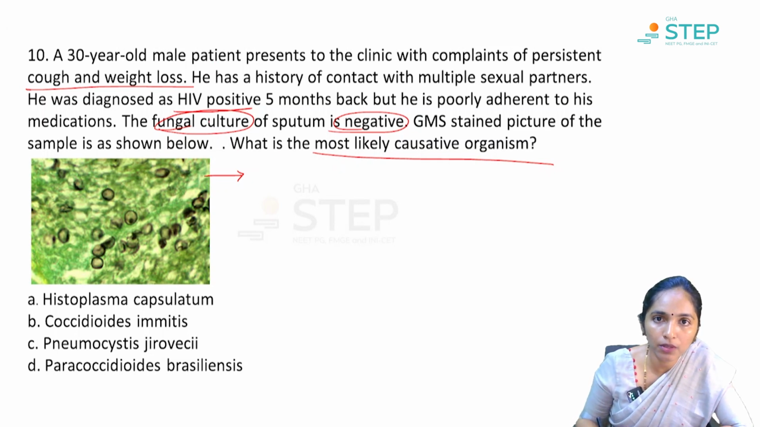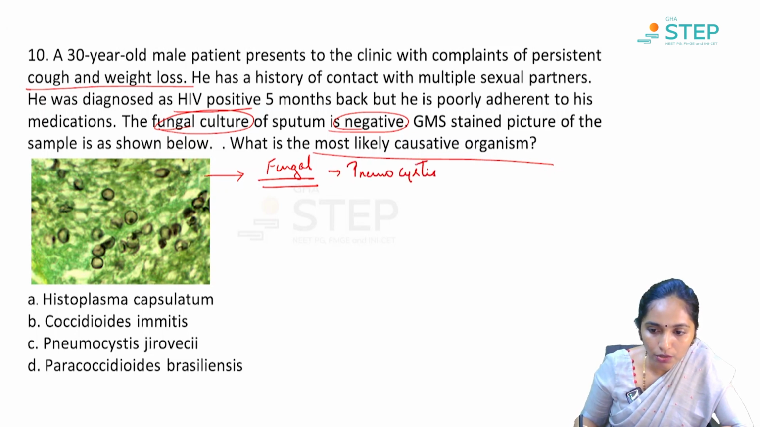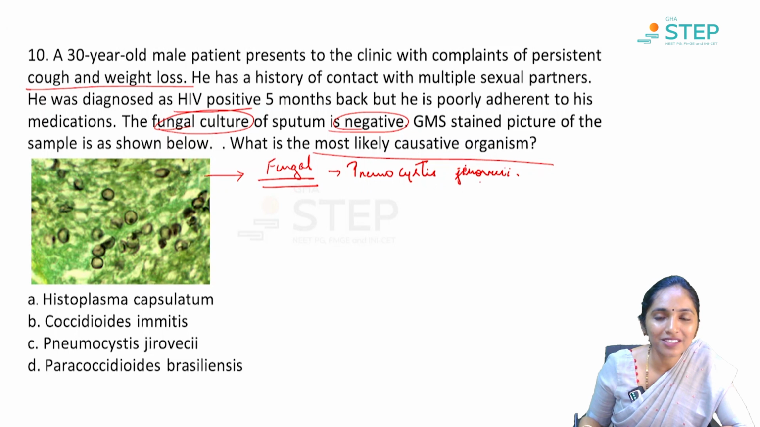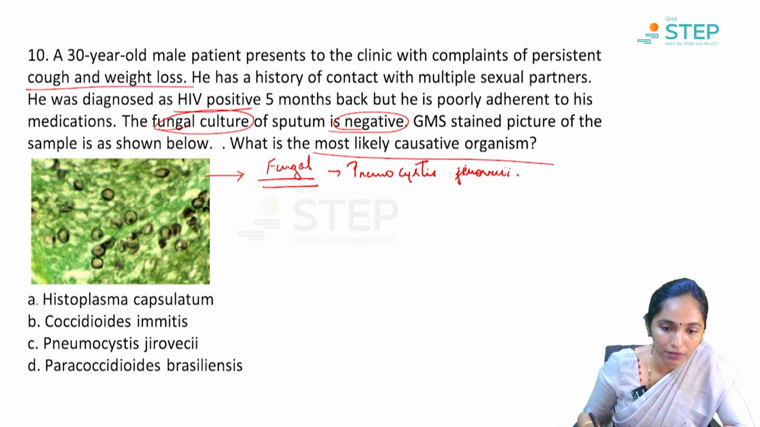So what is the most likely causative agent? This is a case of an HIV patient, an immunocompromised patient. So the common fungal infection in an immunocompromised patient, that is HIV patients, is Pneumocystis jirovecii. Pneumocystis jirovecii infection is the commonest infection which happens in this immunocompromised state, and most of all a clear hint is given in the form of a picture. We check the spelling only if we have doubt in the spelling.